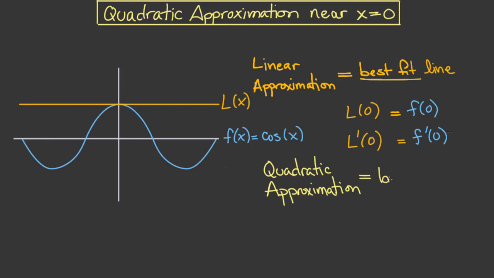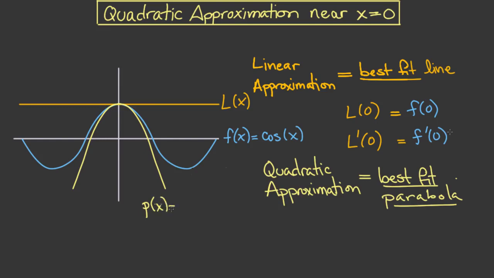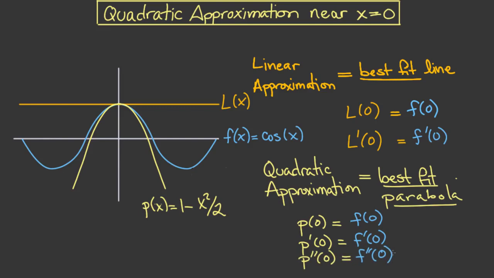The quadratic approximation is the best fit quadratic function or best fit parabola. In this example, with cosine of x, the best fit parabola is given by the function p of x is equal to 1 minus x squared over 2. This is the best fit parabola at x equals 0 because the value of the quadratic and the function should agree at 0. The value of the first derivative of the quadratic and the function should agree at 0, and the value of the second derivatives should agree at 0.